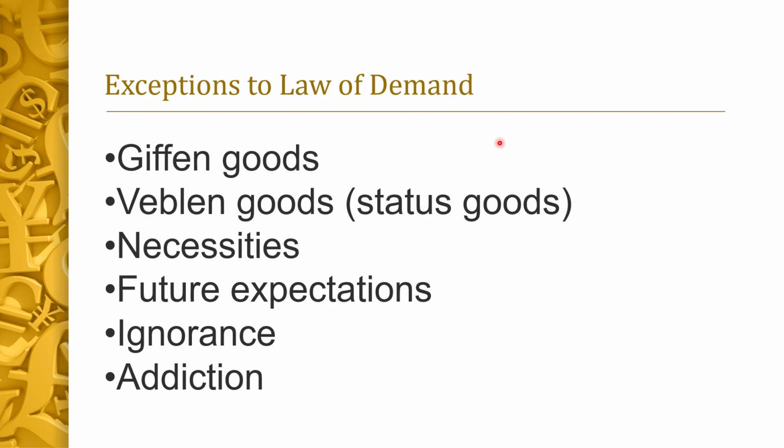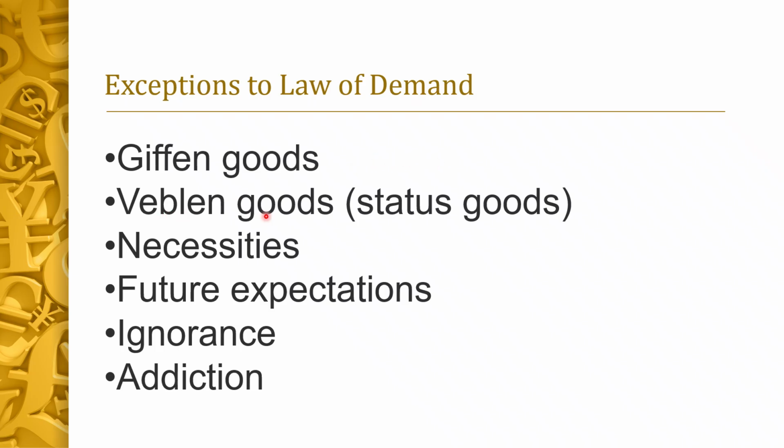What are those exceptions? The law of demand does not work with these goods. The first one is the Giffen good. Giffen goods are bought by extremely poor households. As the price rises, they will still buy more of them. So these Giffen goods are low quality or very inexpensive products.